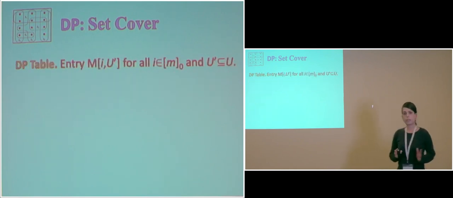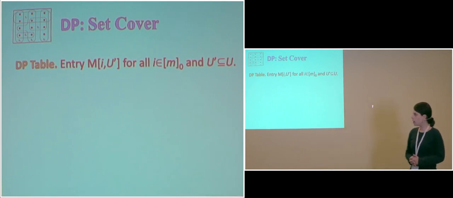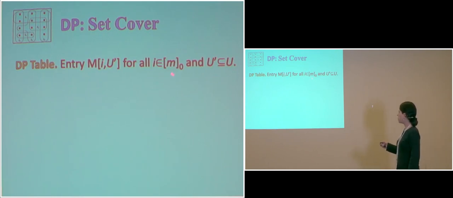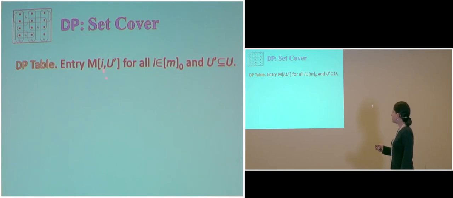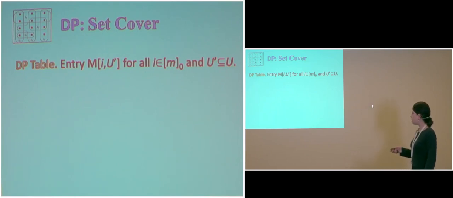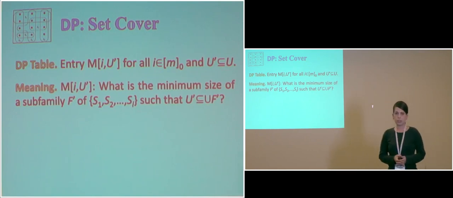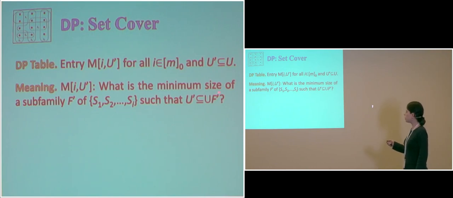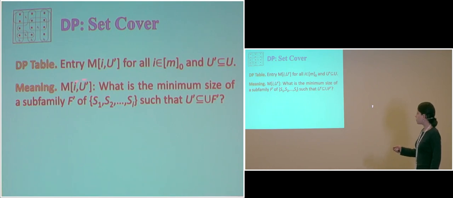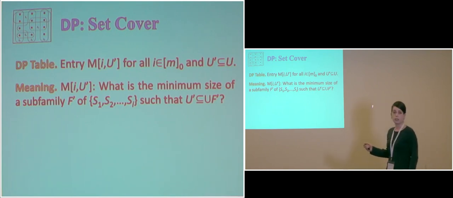Now we are going to use a very simple DP in order to solve it. And each entry in our DP table will be of the following form. So we have an entry M[i, U'] for every i, which is between 0 and m. Remember that we have m sets, so this will correspond to that. And also for every subset U' of the universe. Okay? What is the meaning of such an entry? So in an entry M[i, U'], what we want to store is the minimum size of a subfamily F prime of the sets between S1 to Si. Those are the sets that we are currently restricting our attention to.